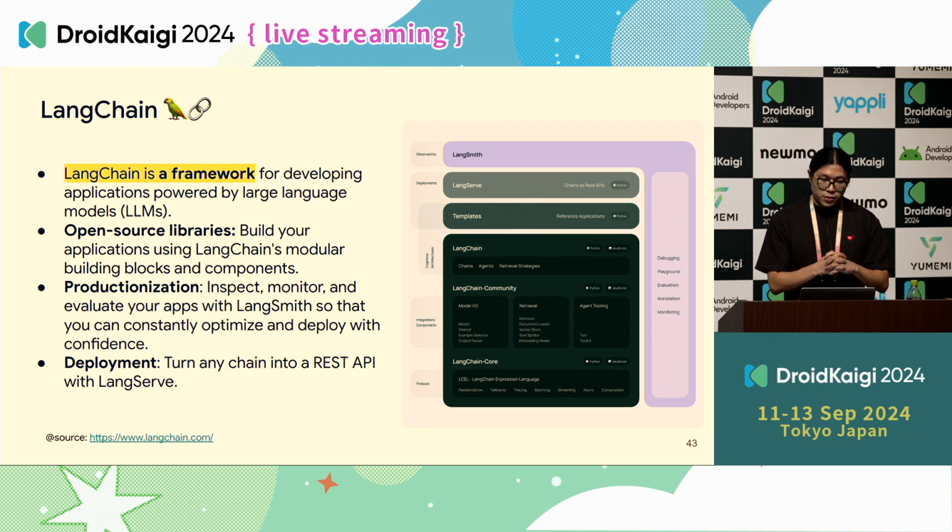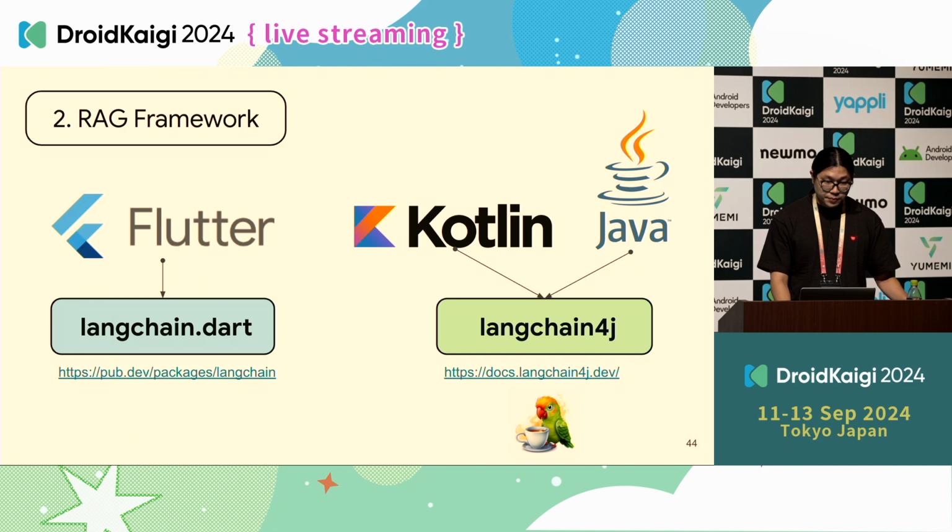LangChain is an open source framework for building LLM-based applications. It primarily supports Python, but can also be used in JavaScript. Flutter can implement LangChain using the LangChain Dart package. If you are using Java or Kotlin, you can take advantage of LangChain4j. Both are open source projects.